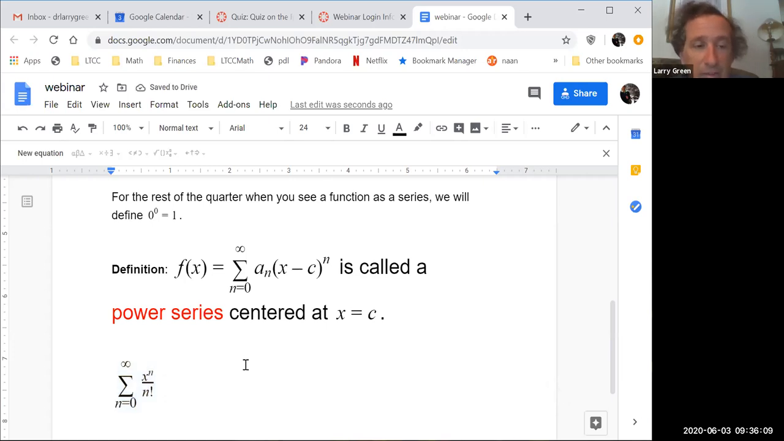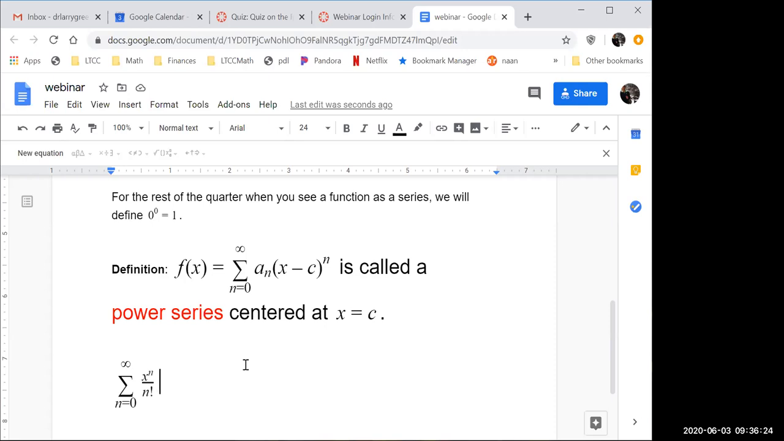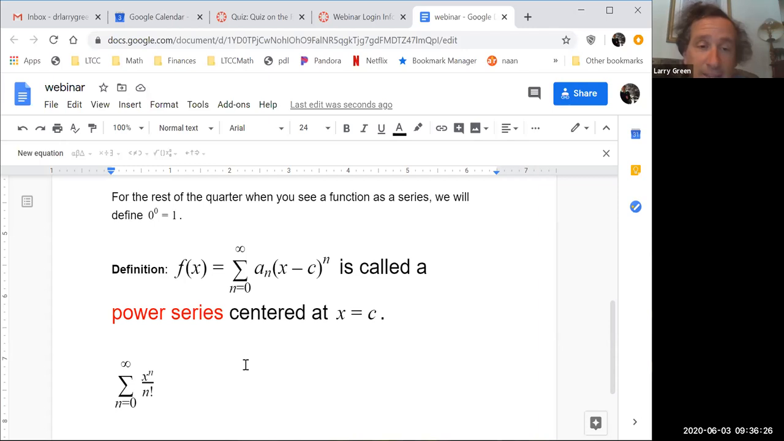Is that a power series? Yes, it's a power series. In this case, a sub n is 1 over n factorial. What's the center of this power series? Where's it centered at? Hint: it's easy. Yeah, it's centered at 0, because you can think of x as x minus 0.